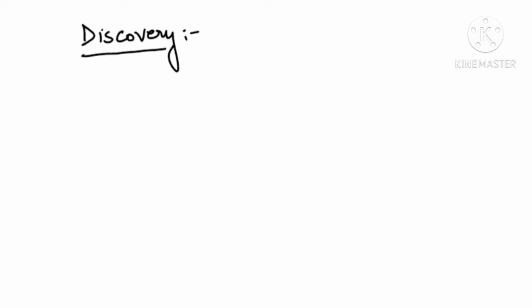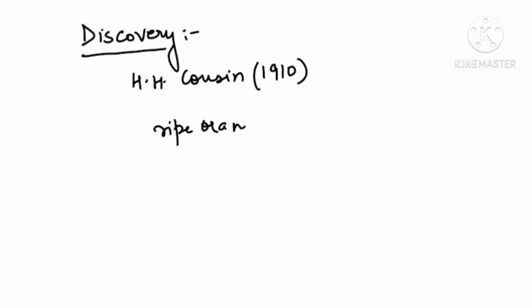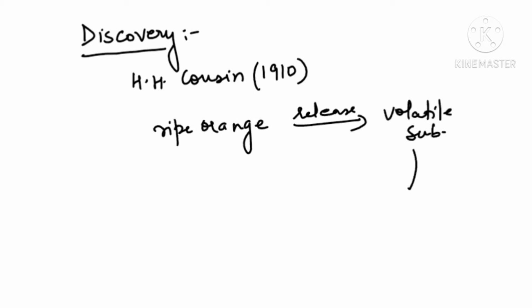Now first let us study the discovery. It was H.H. Cousins, and they studied it in the year 1910, and they confirmed that a volatile substance is released by ripe orange. Means a ripe orange is there, and this ripe orange is releasing some volatile substance. And this volatile substance will make the ripening faster of unripe bananas which are kept near.